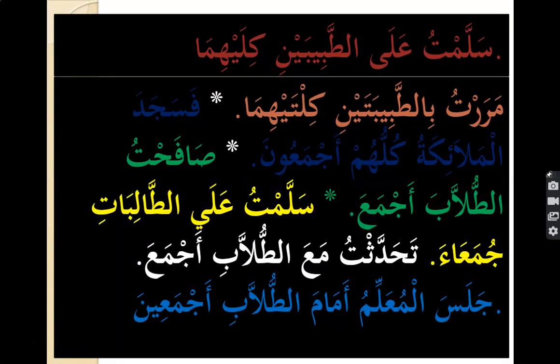سلمت على طبيبين كليهما, I have greeted the two doctors, both of them, meaning I have greeted both doctors, that both is for emphasis, that is كليهما. Not one of them, both of them. So طبيبين is مجرور وعلامة جره الياء لأنه مثنى. كلي is توكيد معنوي على المجرور, so مجرور بالياء نيابة عن الكسرة لأنه مثنى وهو مضاف, هما ضمير الغياب مبني على السكون في محل جر المضاف إليه.